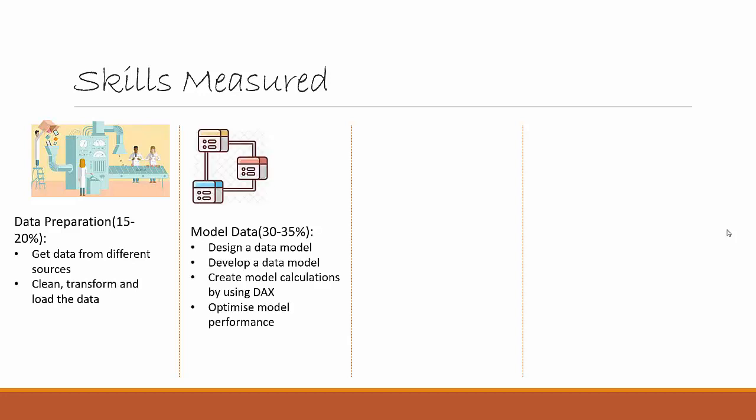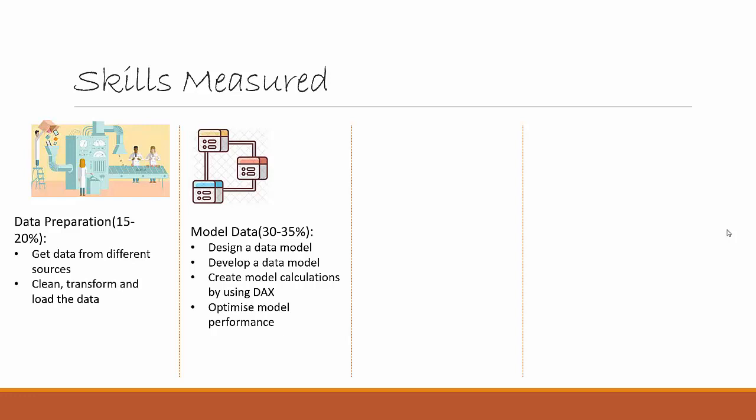So let's move on to the next one, which is model data. Under model data, we cover how to design a data model, which involves defining the tables, configuring table and column properties, designing and implementing role-playing dimensions, defining a relationship's cardinality and cross-filter direction, designing a data model that uses a star schema, and creating a common date table. Then the next one is to develop a data model, which involves creating calculated tables, creating hierarchies, creating calculated columns, implementing row-level security roles, and using the Q&A feature.